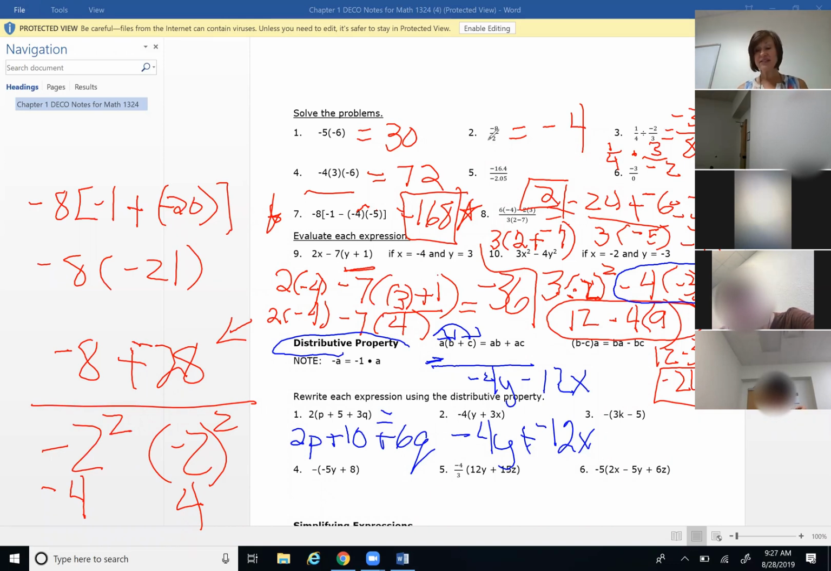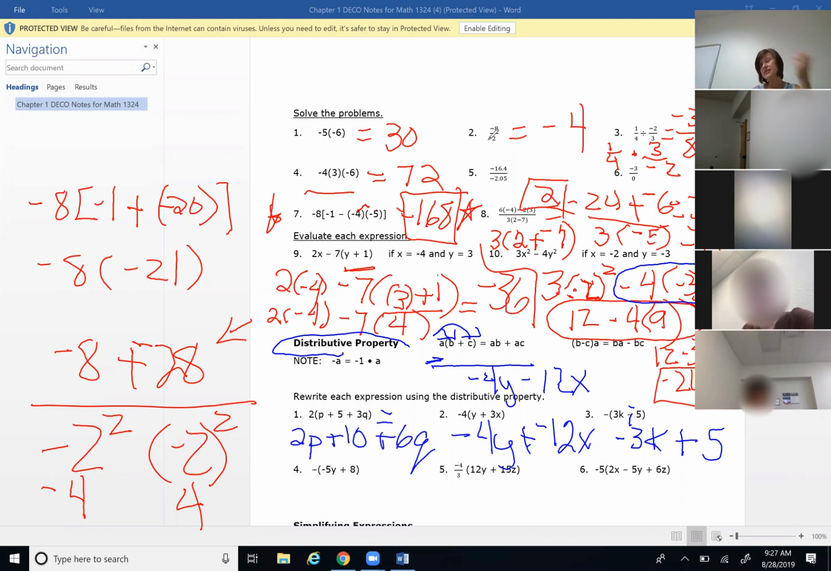Distribute the negative. Think of it as a negative 1. So if I multiply negative 1 times 3k, that's what? Negative 3k. And then what's negative 1 times negative 5? If you wanted to make that minus 5, think of it as adding the opposite. Basically, you're assigning that negative sign to the 5. So when I multiply the negative 1 times the negative 5, I get the positive 5.